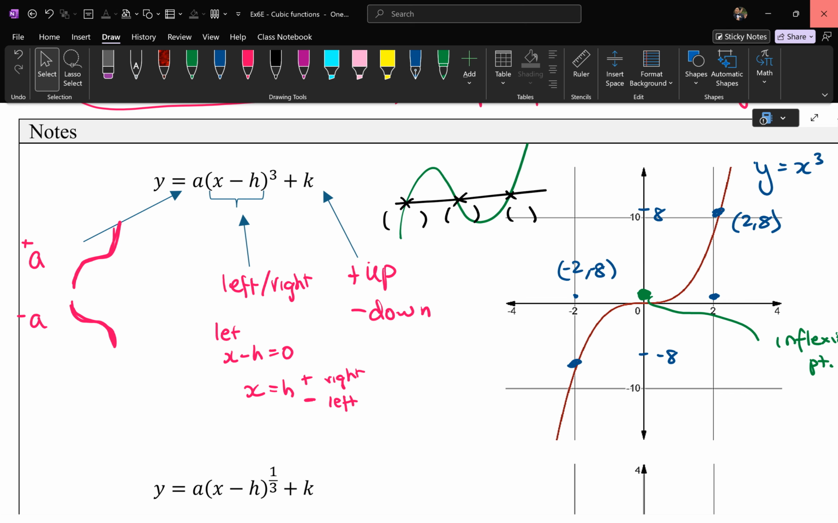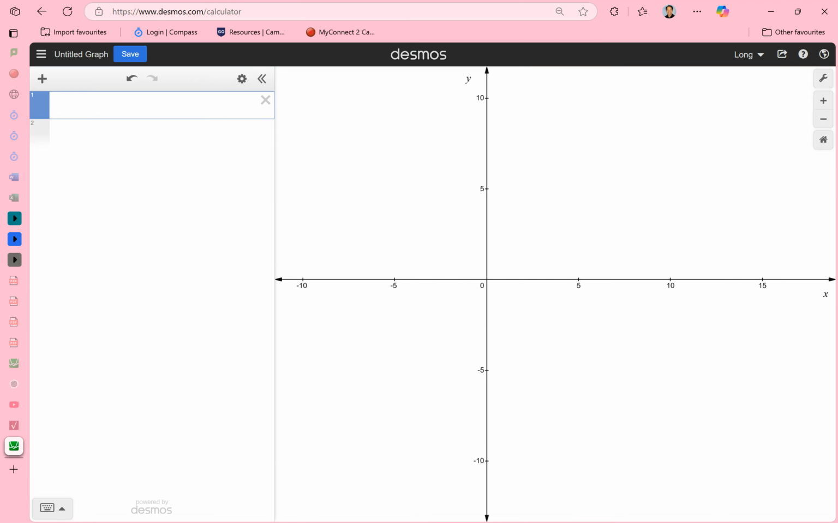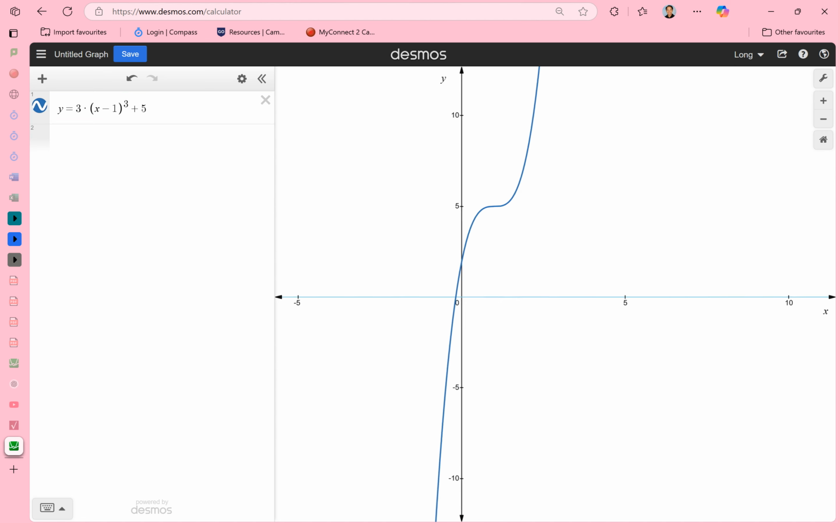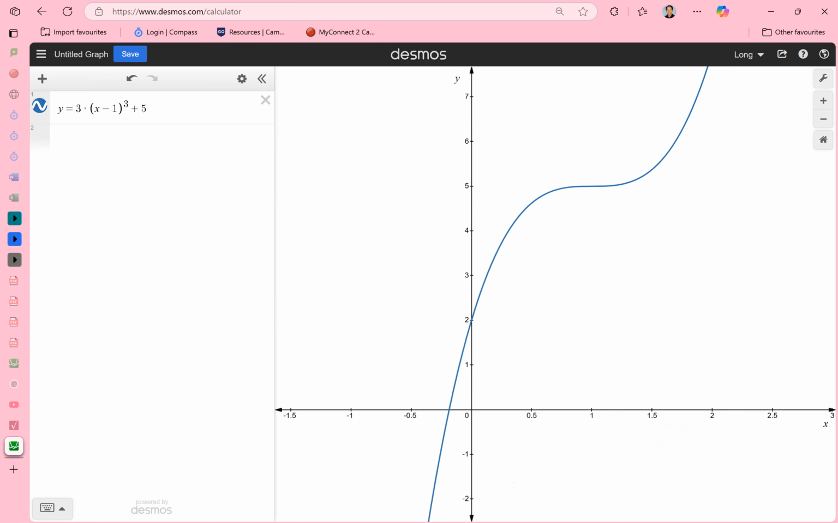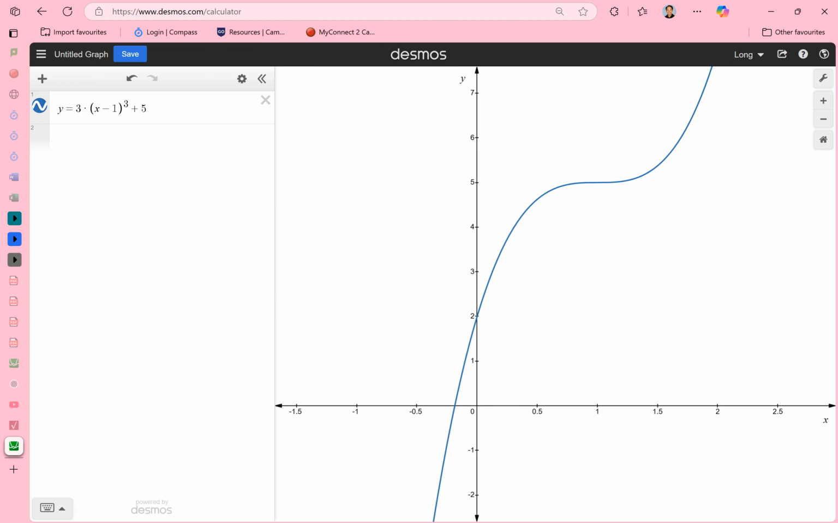Okay, here we go. Let's have a look at Desmos. I'm going to delete this now. Y equals, here we go. I'll put an A number 3 times x minus 1 to the power of 3 plus 5. Can you see the inflection point goes up by 5, to the right by 1. If I try to figure it out now, to the right by 1, up by 5, that is where my inflection point is. So if I put in 1, 5, there it is. Still the same N shape.